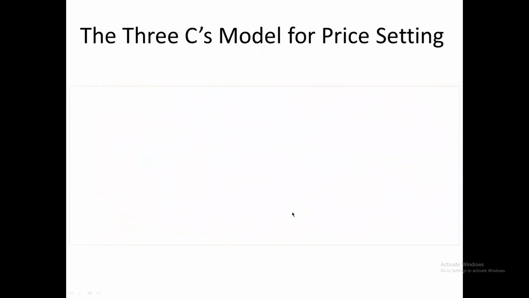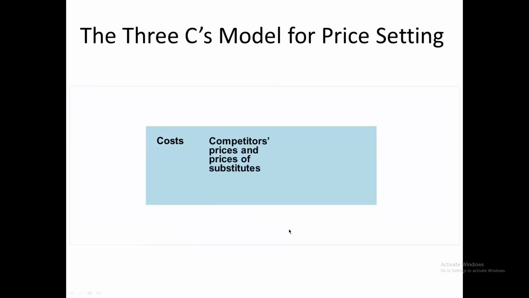Then there is the 3C model for price setting. And what are they? They are cost: we have to understand the production cost of our product. Then the competitors' prices and the prices of substitutes. There may be some substitute drugs with lower prices, and these may affect our profit. Then customers' assessment of unique product features.